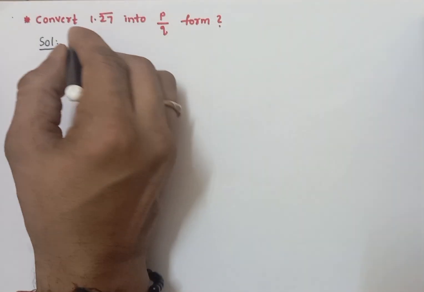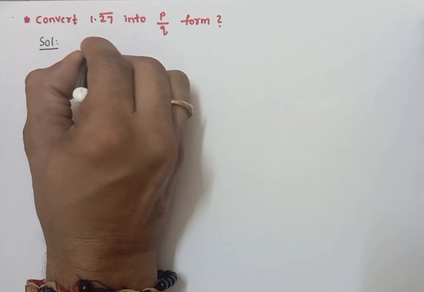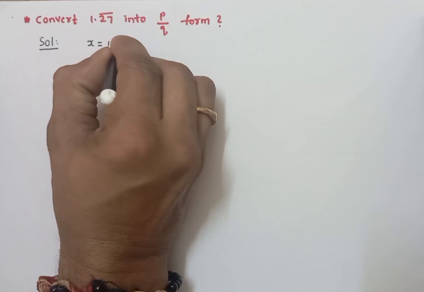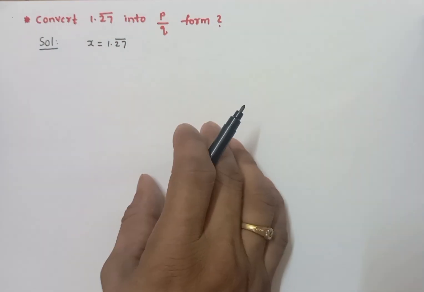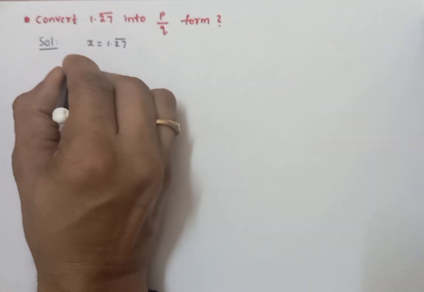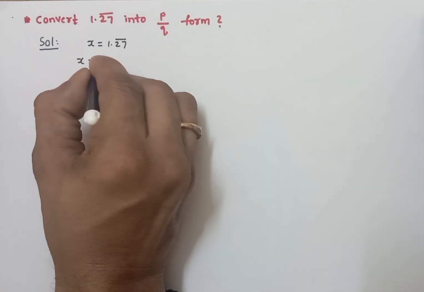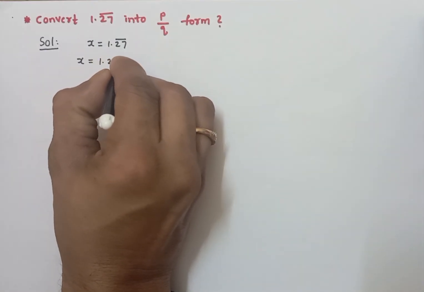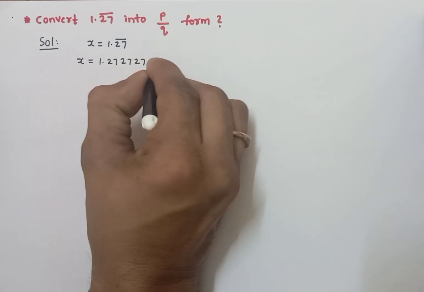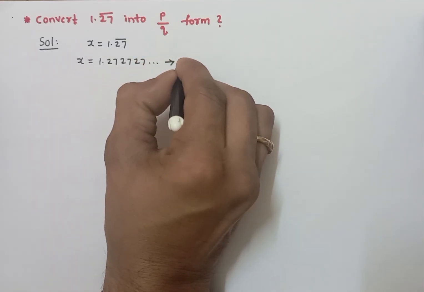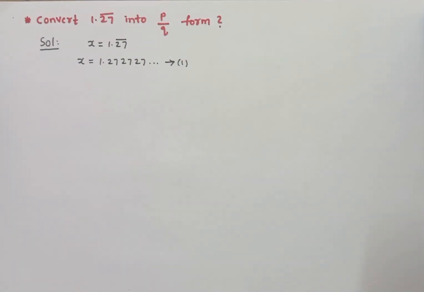Here, let us take whatever is given to you as x, that is 1.27 bar. The bar is there for 27, so let us write this one. Whatever has the bar will repeat, so let us take x = 1.272727 and so on. Let us make it equation 1.